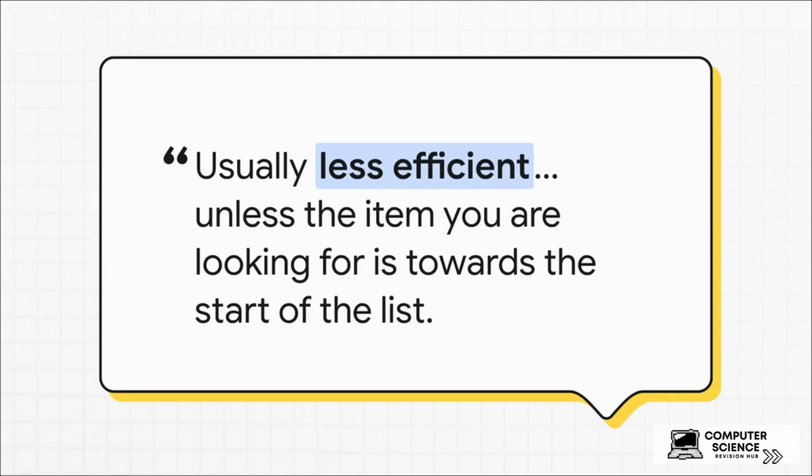And this is where we see the big trade-off. This quote here really nails it. This method is generally pretty slow. I mean, can you imagine if John Smith was the very last name in that phone book of a million names? He'd be there forever. But on the flip side, if he happens to be, say, the third name, well, then a linear search finds him almost instantly. It's all about luck.